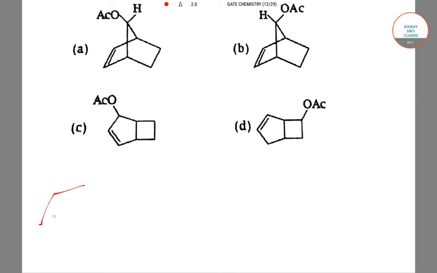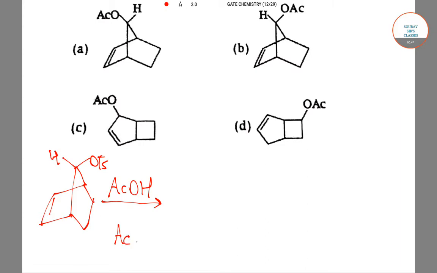Let me draw the compound first. This is the compound given to us. And there is a hydrogen which is reacted with acetic acid. Now, this would dissociate at this and H plus when this reaction is taking place.